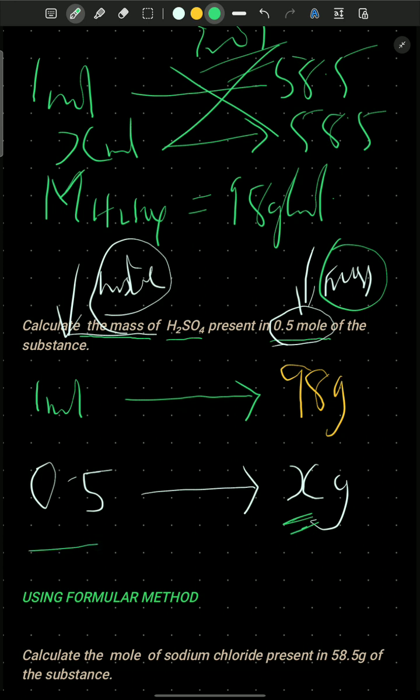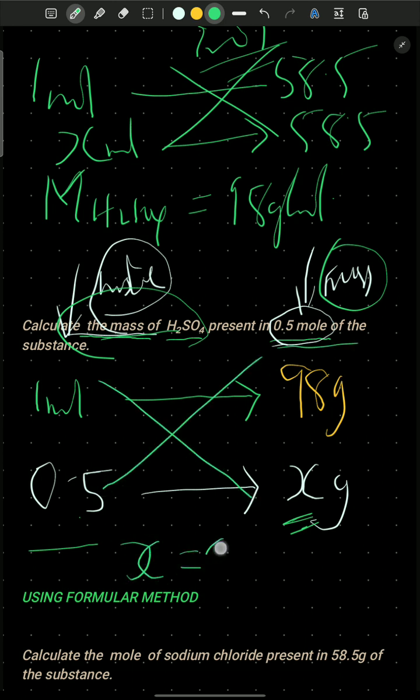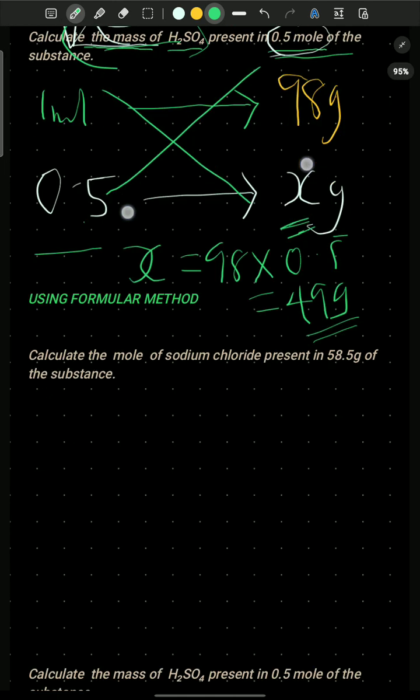One thing you need to know is that 1 mole will give you the exact molecular mass. So 1 mole gives 98, then for 0.5 we don't know. So calculate the mass that 0.5 mole will give us. From here you cross multiply, and x is equal to 98 times 0.5, which should give you 49 grams. So that is the mass that will be given if the mole is 0.5. Now we continue from there.